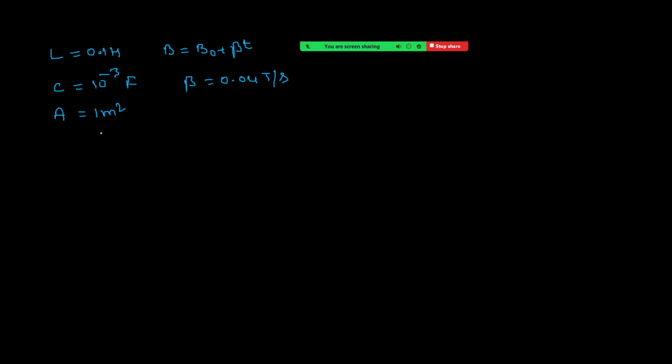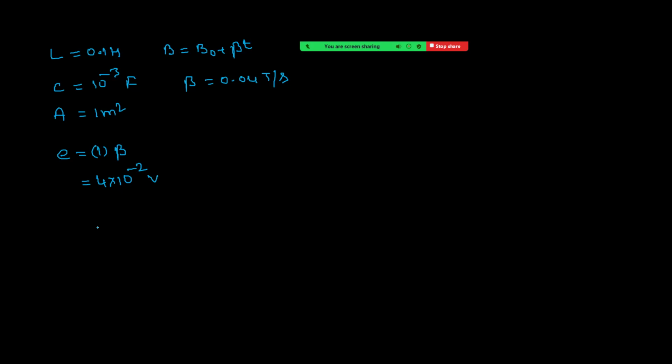Now what I am saying is, in this loop, flux is increasing because B value is increasing, right? So I calculate now how much EMF is induced. That is equal to minus d phi by dt. I'm just focusing on the modulus value, that's why I'm not taking minus here. So d phi by dt, area is 1, into dB by dt. That becomes beta, that means 4 into 10 power minus 2 volt. This is the EMF produced, which is constant.